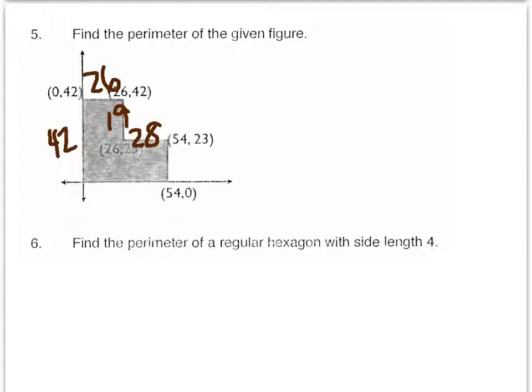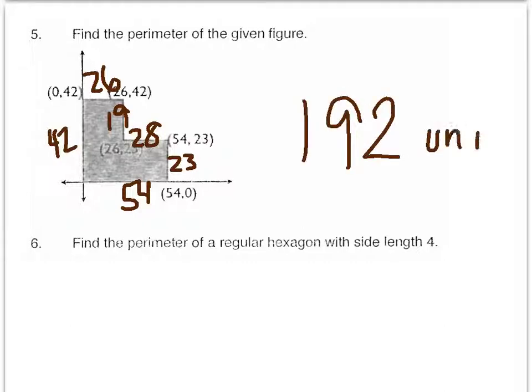If we go from 54, 23 to 54, 0, what's the length of this side right here? It's got to be 23. The 54 doesn't change. It goes from 23 to 0, so that must have a length of 23. Okay, and down here, 0, 0 to 54, 0 must have a length of what? 54. Okay, so those are my 6 lengths in this figure. I simply add them up, and that would be my perimeter on the outside. When I add them up, I should get a length of 192 units.